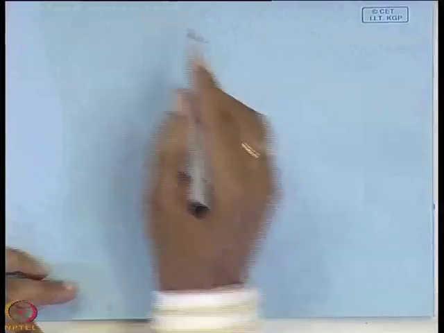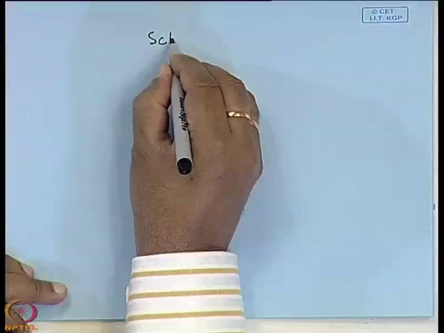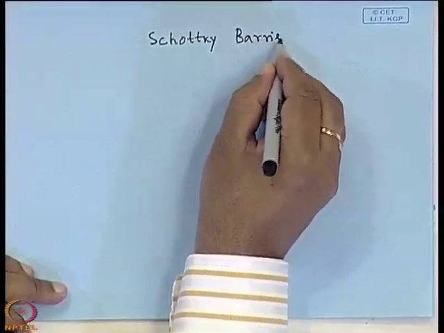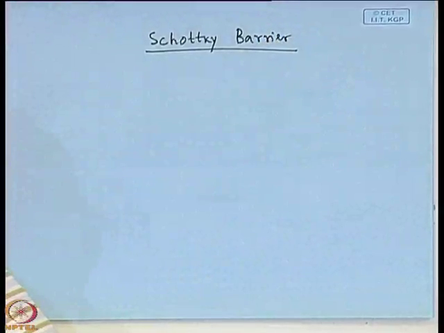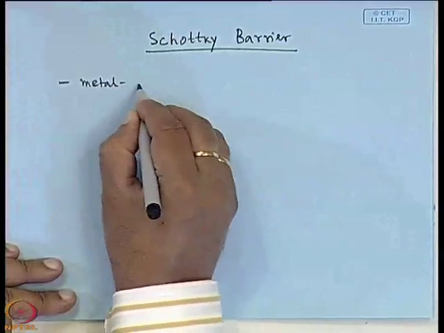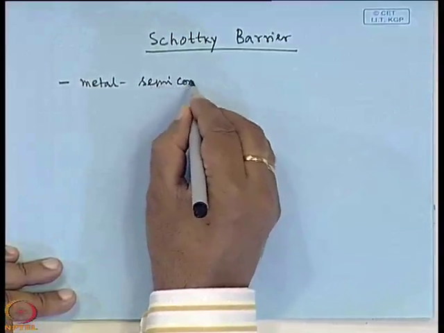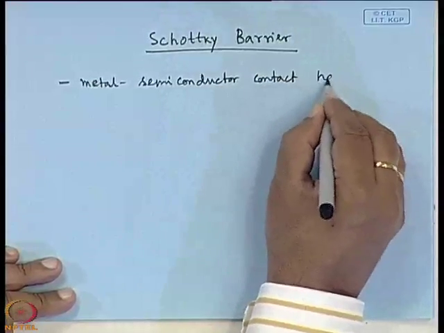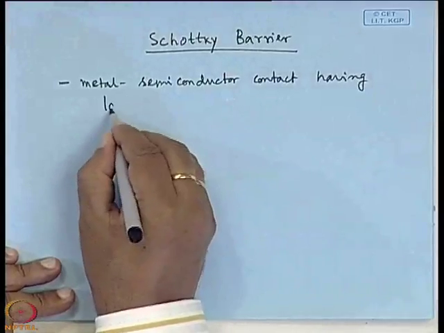Okay. Now, we have started with our Schottky contact. This is the Schottky barrier. That barrier height is known as the Schottky barrier, this barrier height. Now, it is basically a metal semiconductor contact having large barrier height.